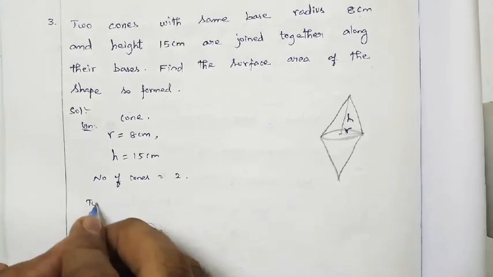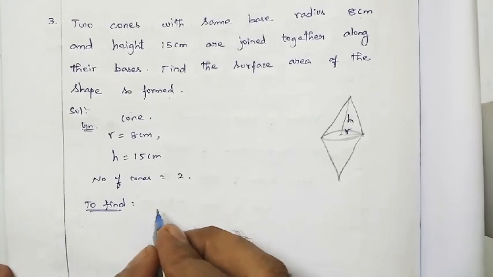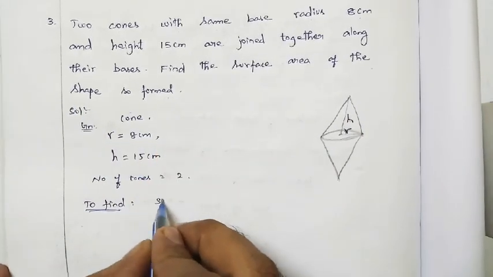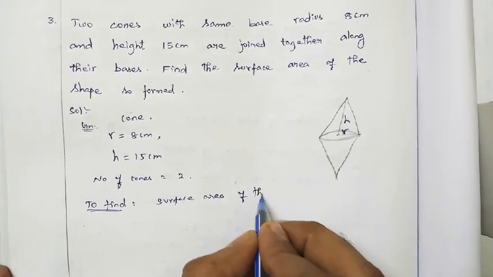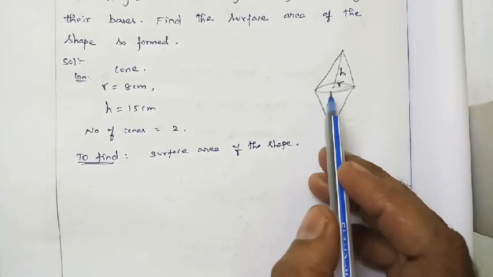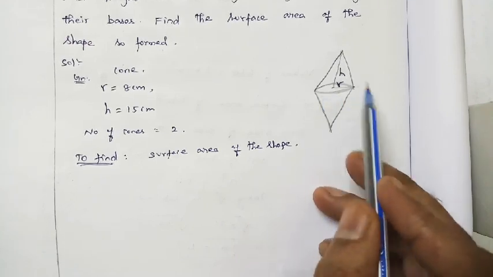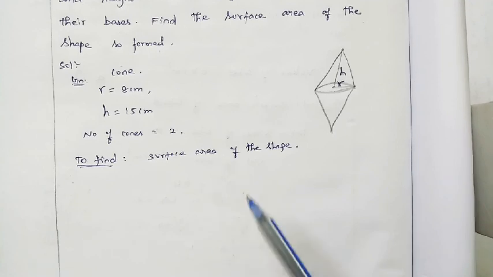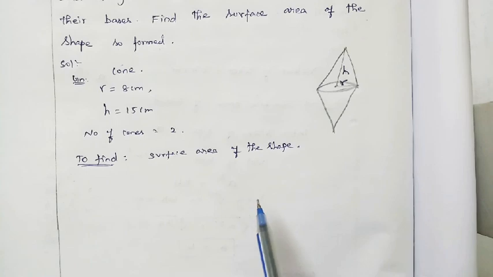Next, to find, what we want to find: surface area of the shape so formed. Here what formula do we want to use? Whether we want to use total surface area or curved surface area. I told you already in the first question itself, surface area means we want to use only the formula total surface area, right?